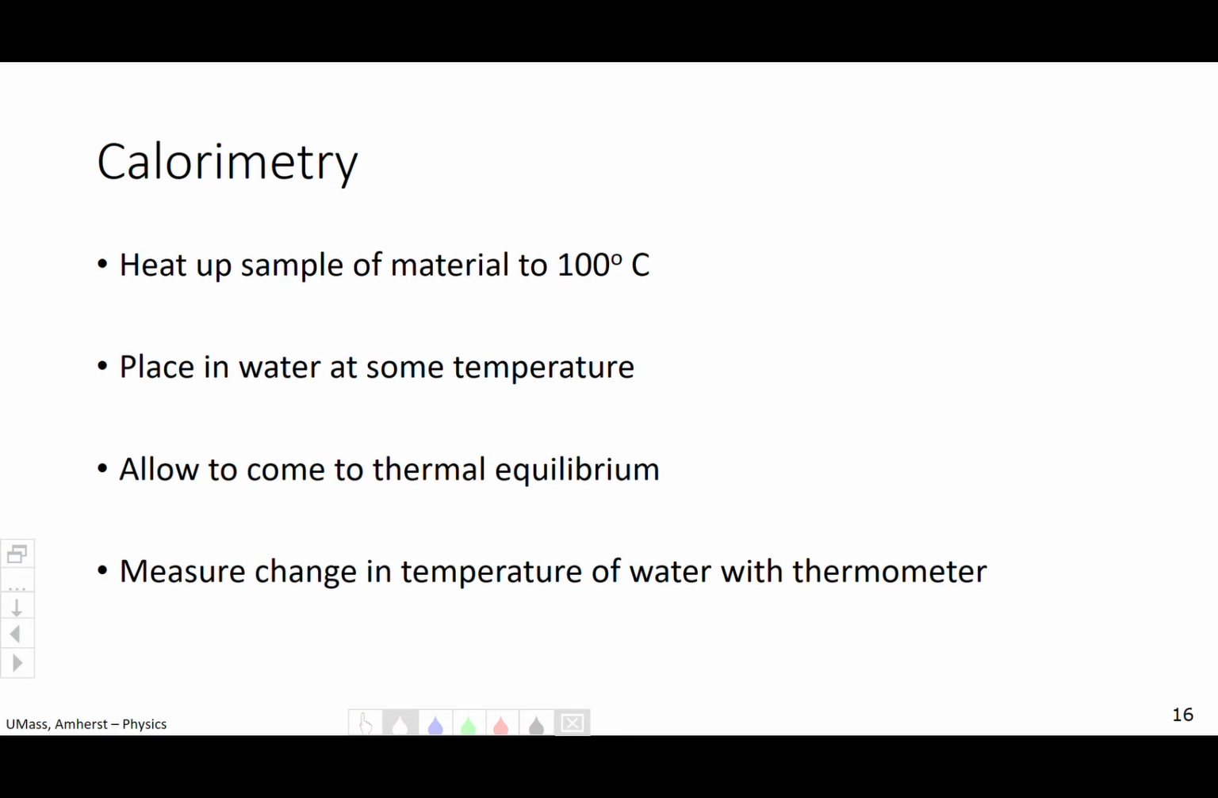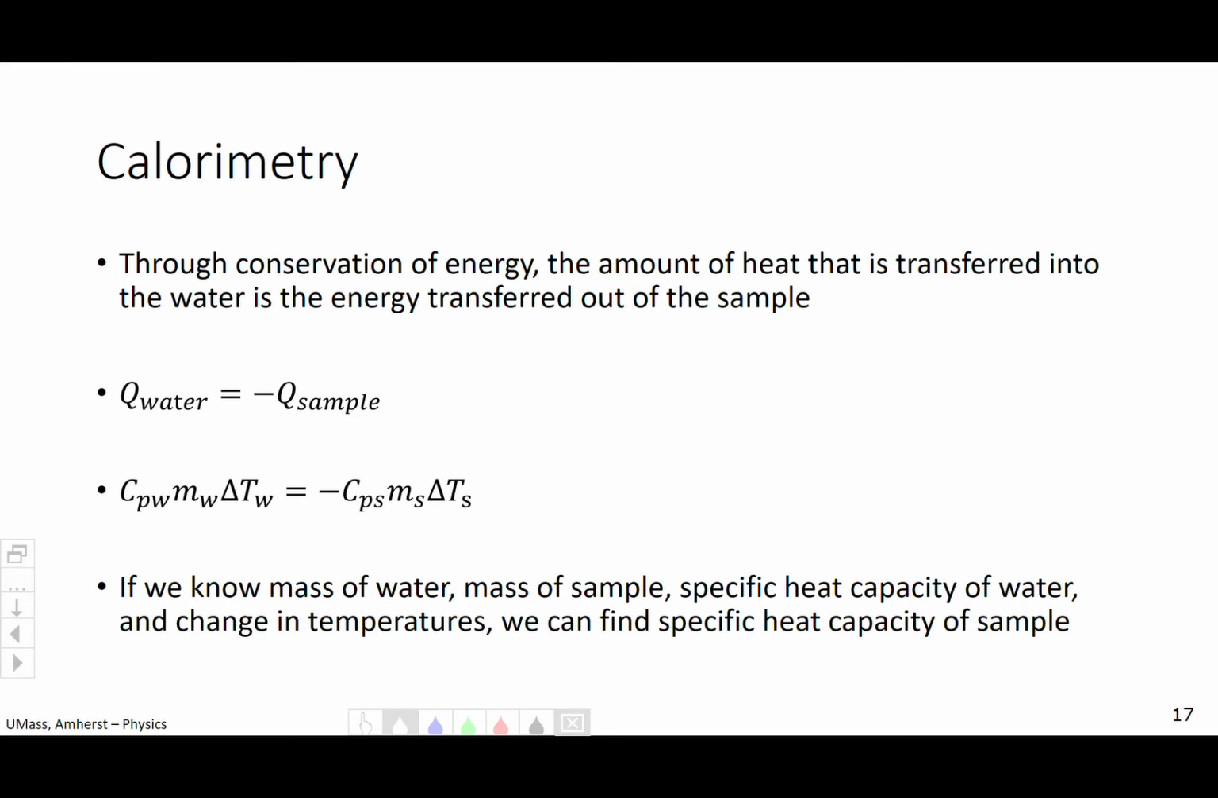What are we going to do? We are going to heat our sample of material up to 100 degrees Celsius. We're going to put it in water, which is going to be at room temperature or some temperature close to room temperature, allow them to come to thermal equilibrium, and then measure the change in temperature of the water with the thermometer. This is what we need to know. Because of conservation of energy, the amount of heat that is transferred into the water is the same as the energy transferred out of the sample.